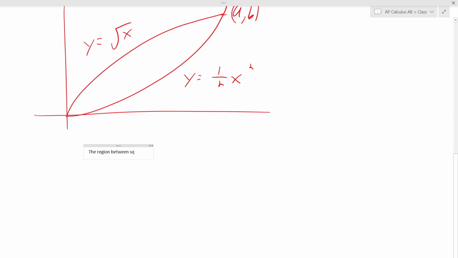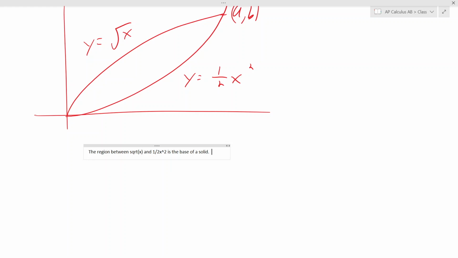The region between square root x and 1/2 x squared is the base of a solid. That means it's the bottom of a shape. It's the footprint of a shape. Just because you know what the bottom of a shape looks like doesn't mean you know what the shape looks like. You just know what the bottom looks like, right?